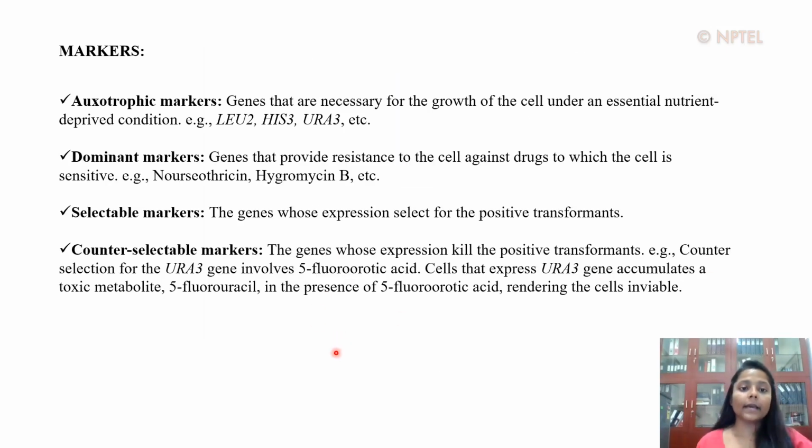In the previous slide, I mentioned that the plasmid contains a marker that will be specific to the yeast cells. Now, in yeast cells, there are different categories of markers that can be used. First of all are the auxotrophic markers: genes that are necessary for the growth of the cell under essential nutrient deprived conditions. Example, LEU2, HIS3, URA3, etc.